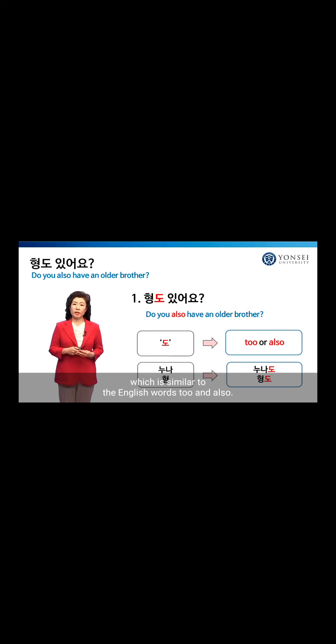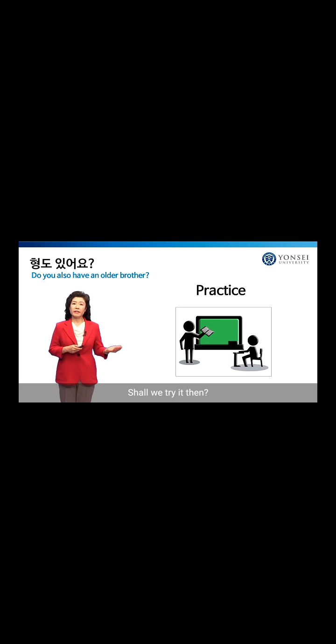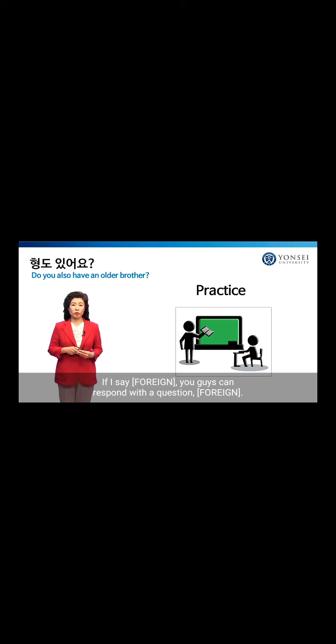도 in 형도 있어요 is a particle which is similar to the English words to and also. What do you say if you want to know whether a person has an older sister? You can say 누나도 있어요. Regardless of whether a final consonant is in place, you can simply use the particle 도 with the 형 or 누나. It's not that difficult, is it? Shall we try it then? If I say 형, you guys can respond with a question. 형도 있어요?